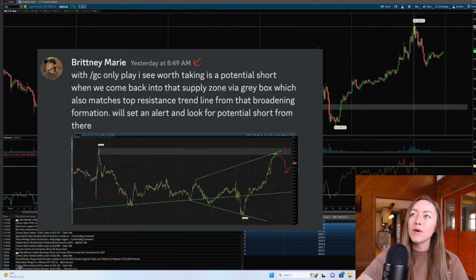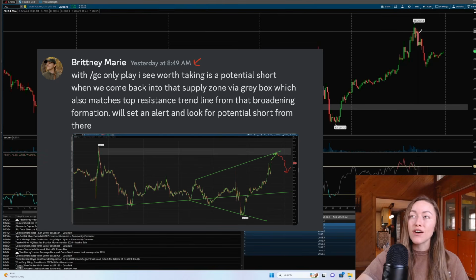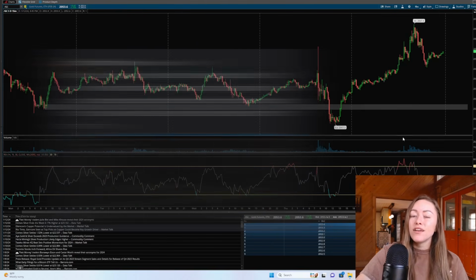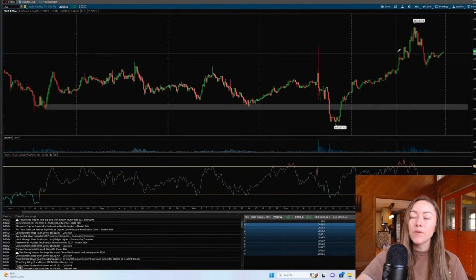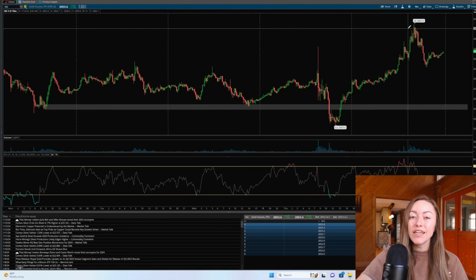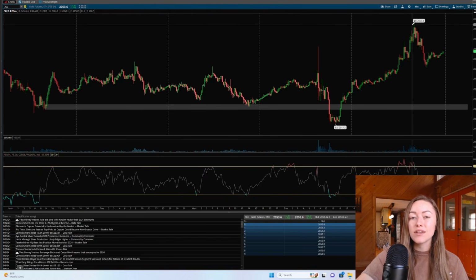As you can see, we came up into the 2067 area and we saw a stall out. We saw sellers present, and therefore we saw us come back down in price action. So if we're thinking of that car theory, it kept going up the hill, it kept going, but eventually it was going to stall out because it was just going to become too steep, run out of gas, whatever you want to say. And then once we hit a supply zone, there's a likely chance we could see that car stall out and start to come back down the hill.